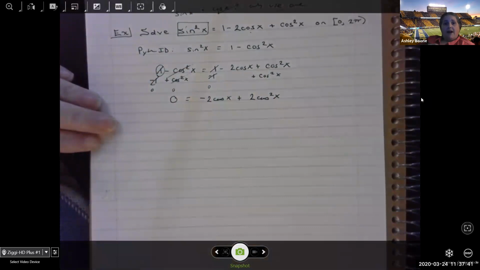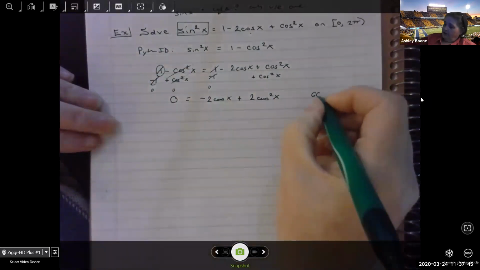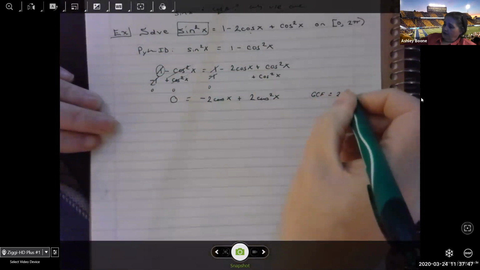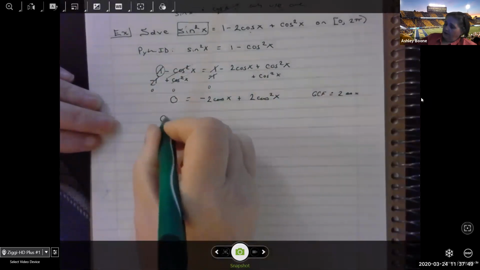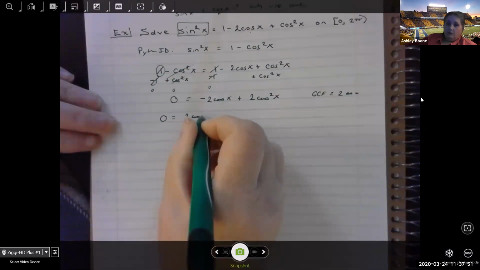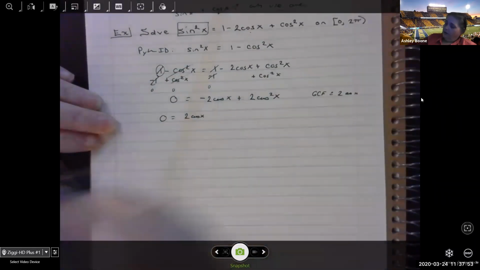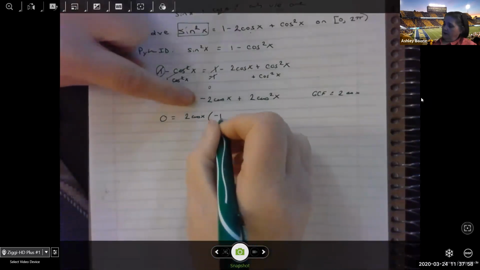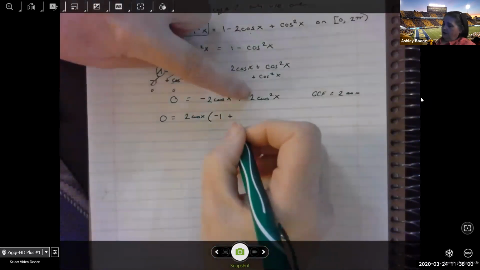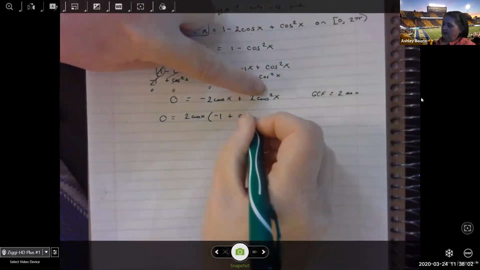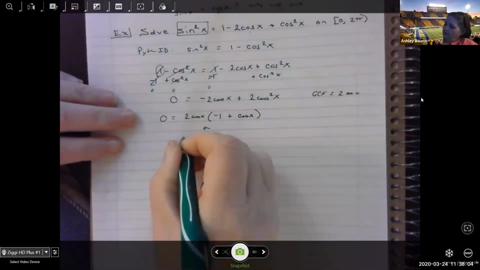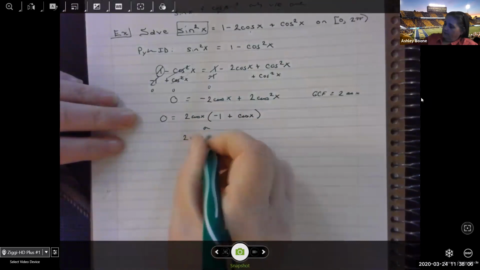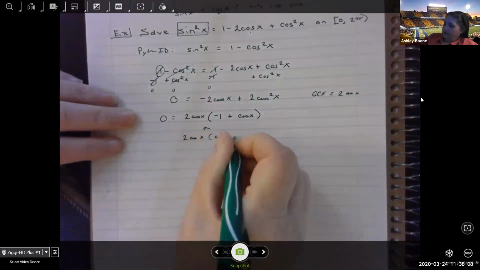I do have a common factor. My greatest common factor is 2 times the cosine of x. So I could factor that out. You can reverse the order of these as well if you want. We'll factor 2 cosine of x out. That leaves me a negative 1 here, plus the 2's gone. Leaves me a cosine of x here. You could have written this way. They're the same.